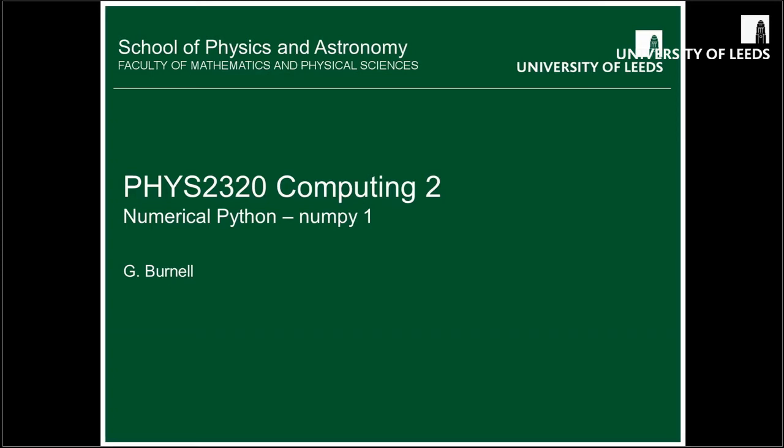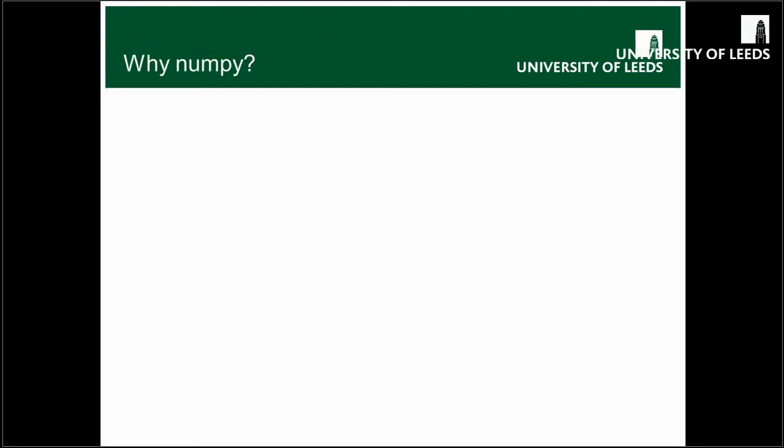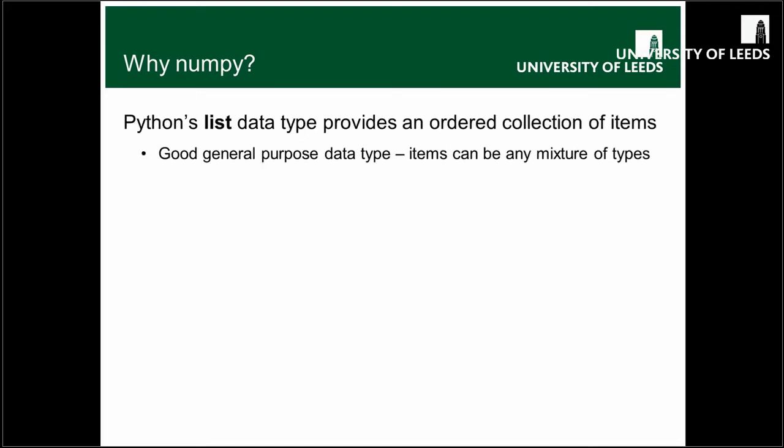This is Viz 2320 Computing 2, and this is the first video in the sequence on numerical Python, looking at the Numpy module. Okay, so first of all, why do we need Numpy? Often in physics we're dealing with data which is a collection of numbers, a sequence of numbers. That might be a sequence representing a particular measurement, or it might be x, y points on a graph, or it might even be data points in an image.